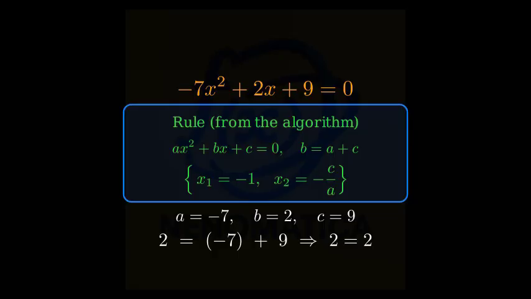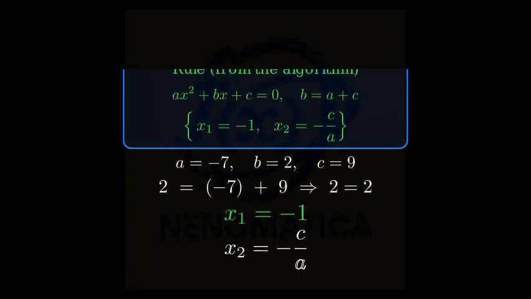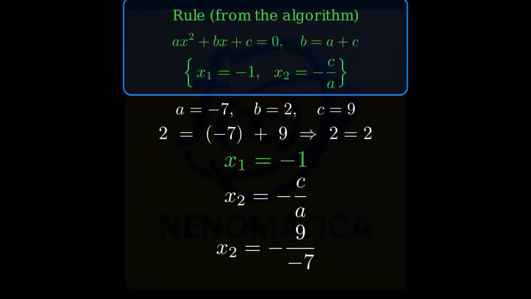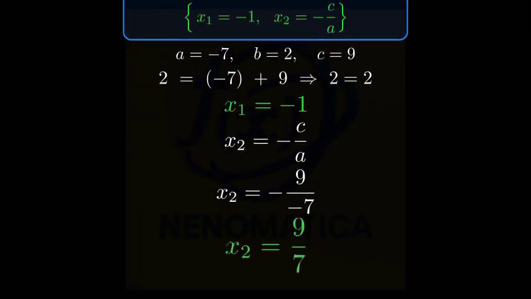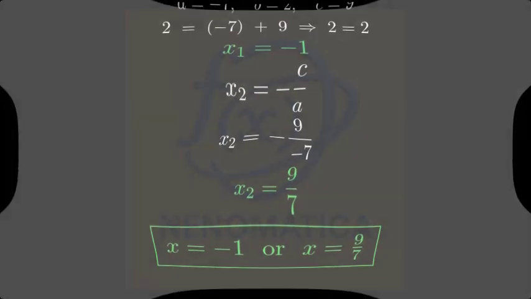Step 4. Use the rule to state the first root. x1 equals negative 1. Step 5. Compute the second root using the rule exactly as written. x2 equals negative c over a. That is negative 9 over negative 7, which simplifies to 9 over 7. Final step. State the complete solution clearly. The solutions are x equals negative 1, or x equals 9 over 7.